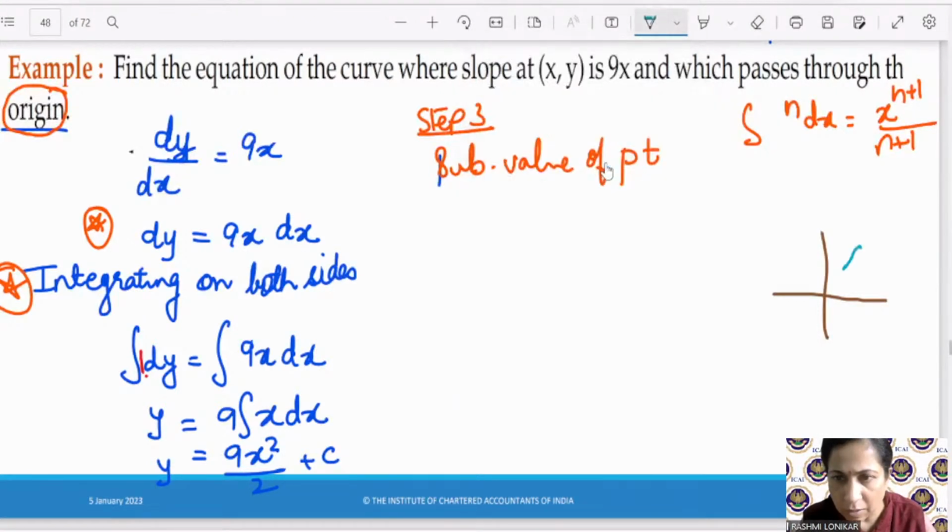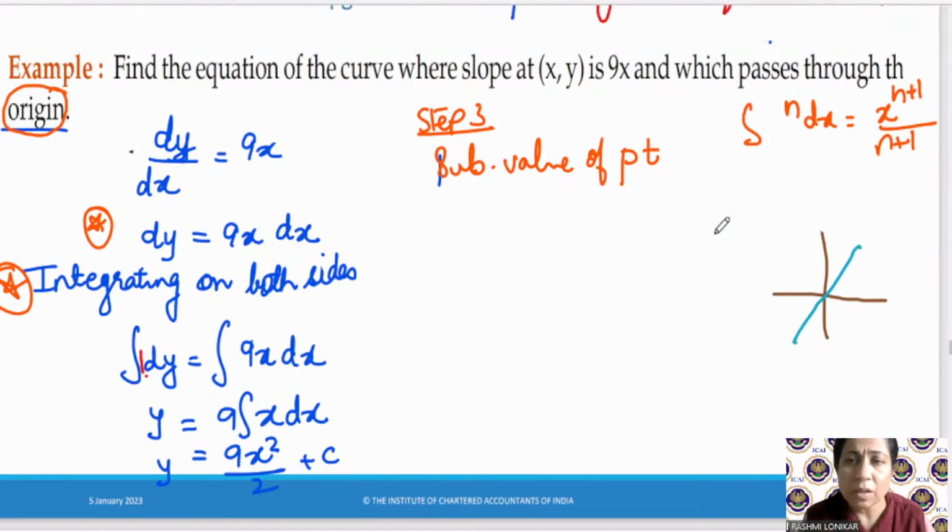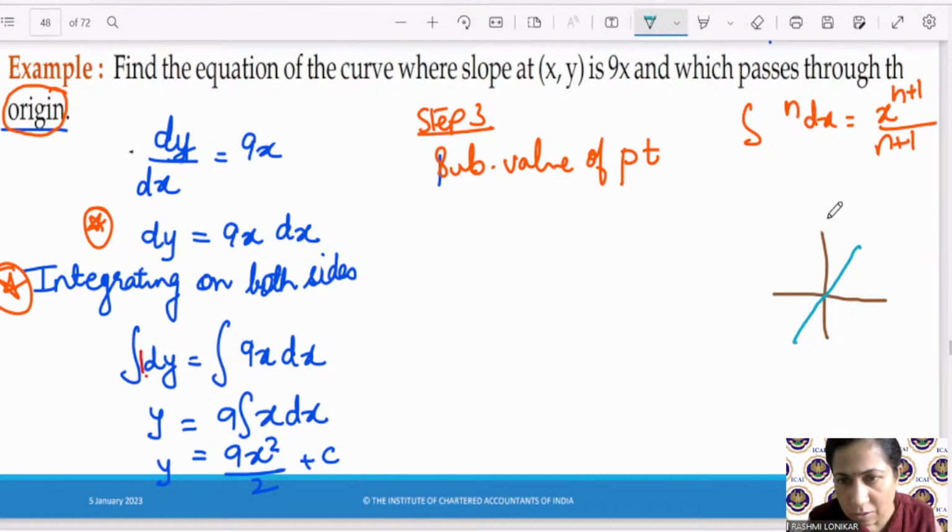Okay, this is my line. This is passing through the origin. No, but the x square. No? That is, this should be the point through which it passes. It will not be a straight line because it's x square. Okay. So it will be a curve.